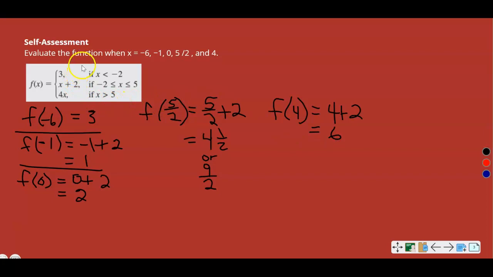So as you can see, we evaluated the function at these different x values. None of them were greater than 5, so we didn't use the last piece of the function to evaluate any of those expressions or equations.